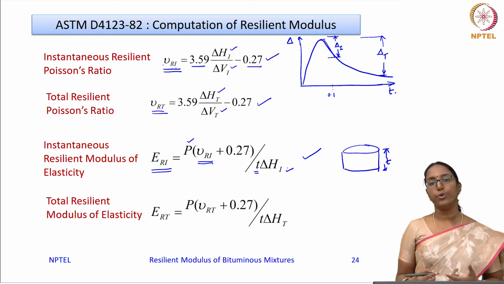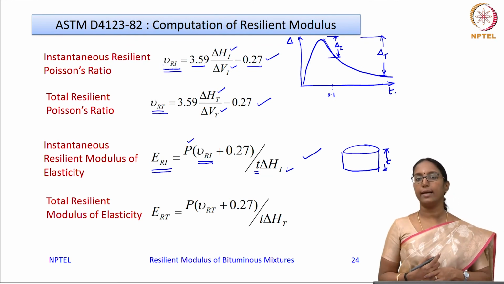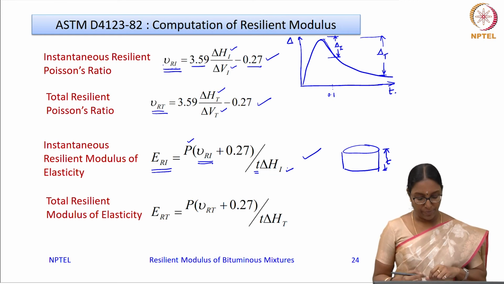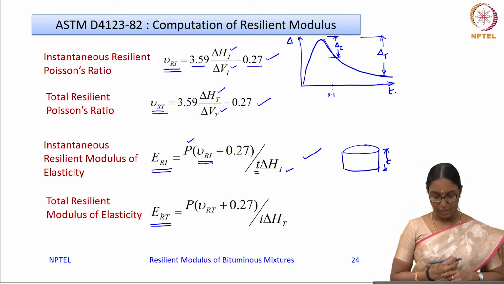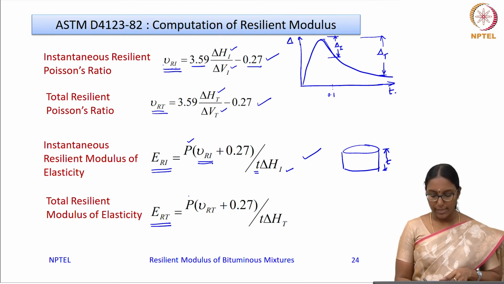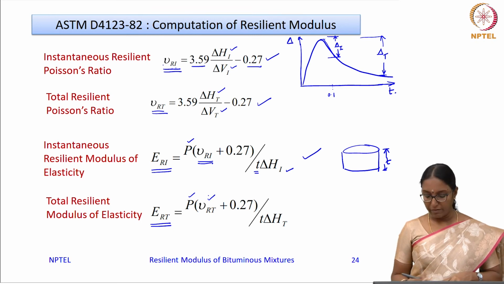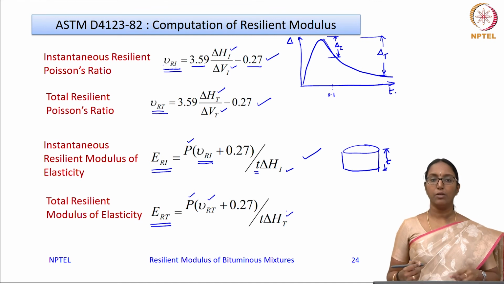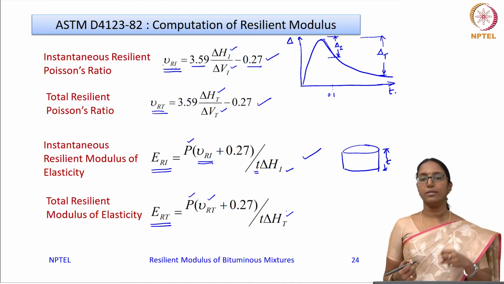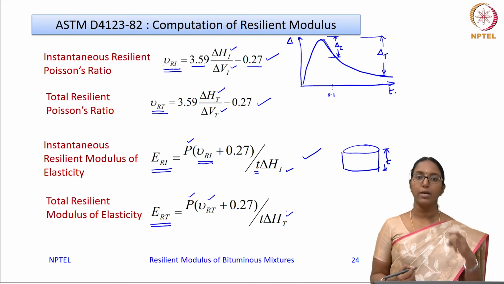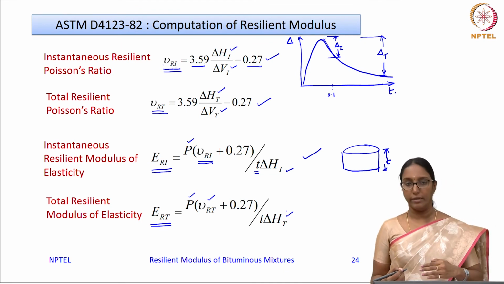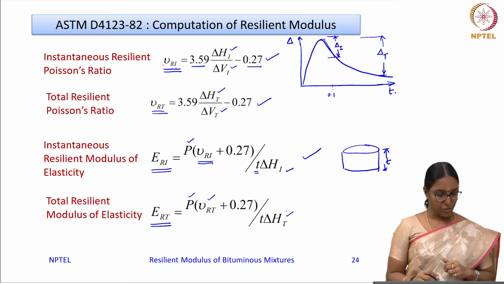Similarly, you can compute the resilient modulus as per the total recovery. So, ERT represents the total resilient modulus of elasticity, which is computed similarly with respect to the total recovery, and delta HT is the total recovery in the horizontal direction. So, what you have arrived at is two resilient modulus values. One is with respect to the instantaneous recovery and the second is with respect to the total recovery. Okay, and you have two Poisson's ratio values.